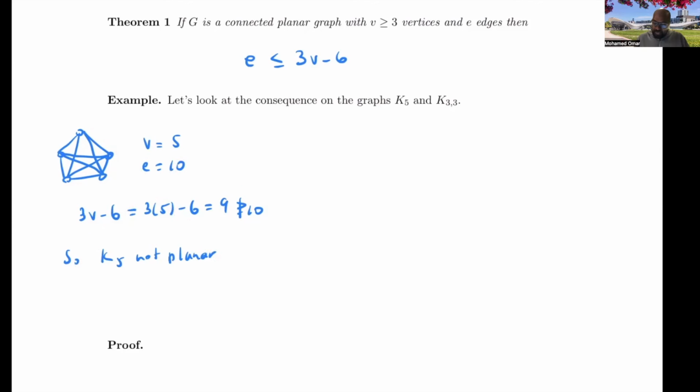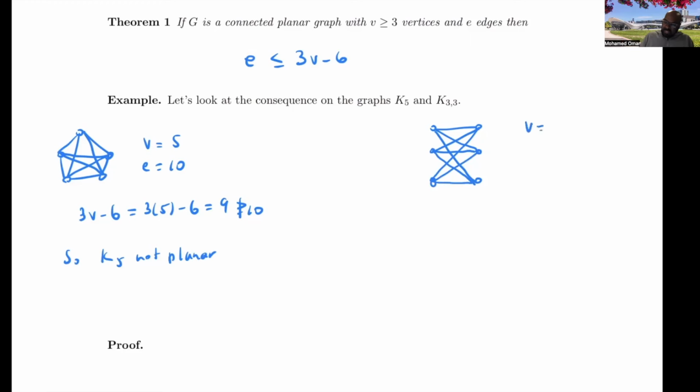Okay, let's try another graph. Let's try K3,3. So we'll recall what K3,3 is. It's a complete bipartite graph with three vertices in each part, and every vertex in one part is adjacent to every vertex in the other part. So something like this.